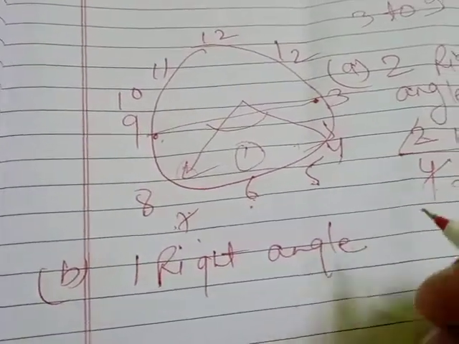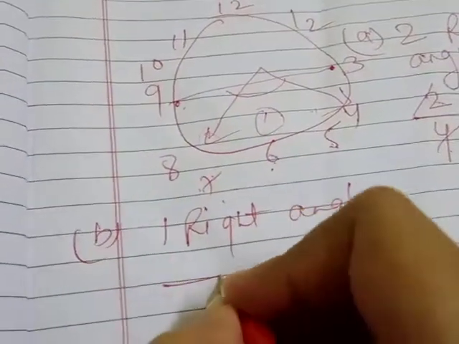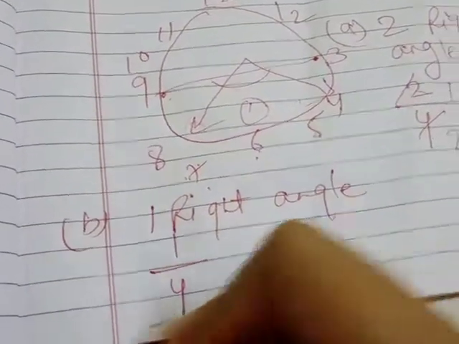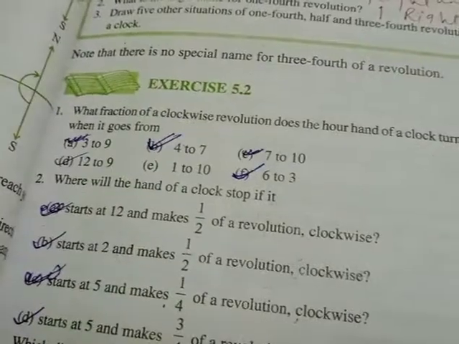And it is asked in fraction. We have 4 in total. Out of 4, 1. So 1 by 4 is your answer. Clear? B is done. Similarly, the rest all we have to do.